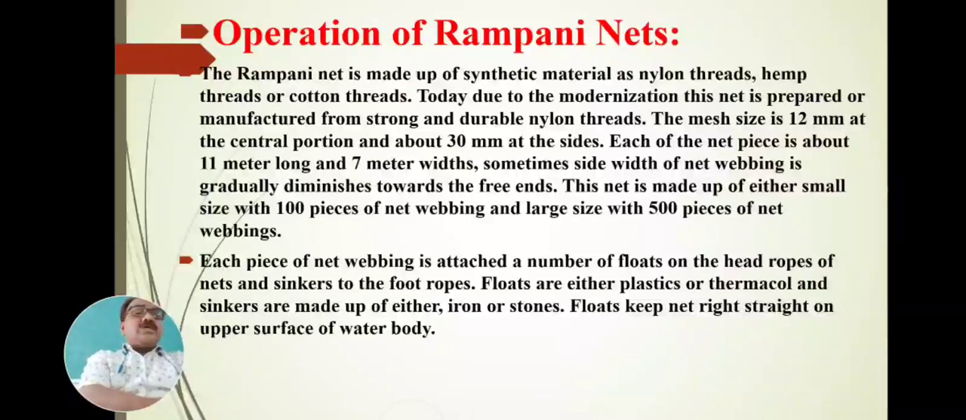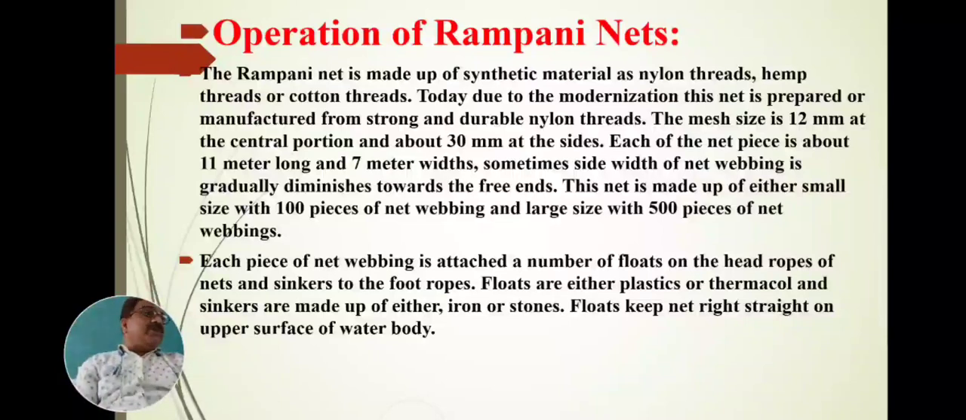The mesh size of the net webbing of this Rampani net is to be 12 mm at the central portion and about 30 mm at the sides. The net webbing is larger at the sides to let small fishes escape, and the center net webbing is small. Once fishes enter, they do not escape from the net. Every piece of net is about 11 meter long and 7 meter wide.